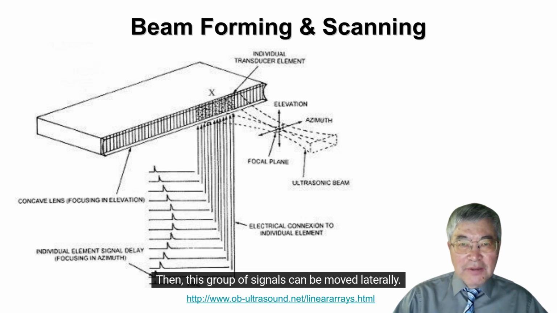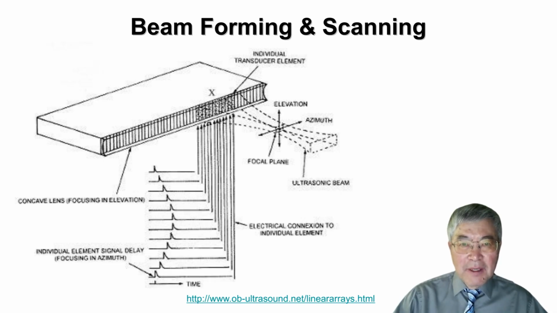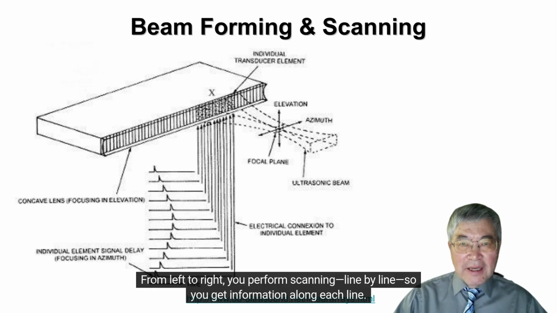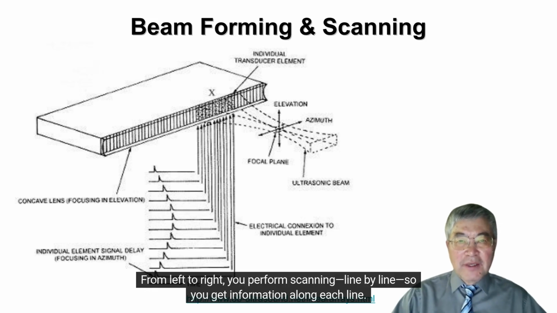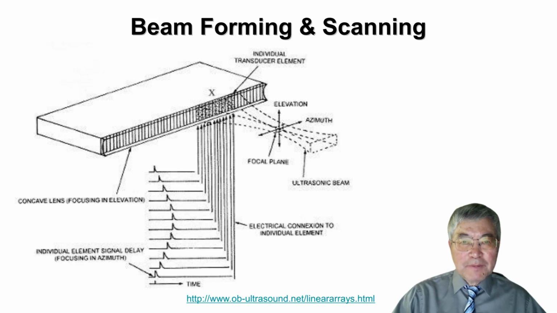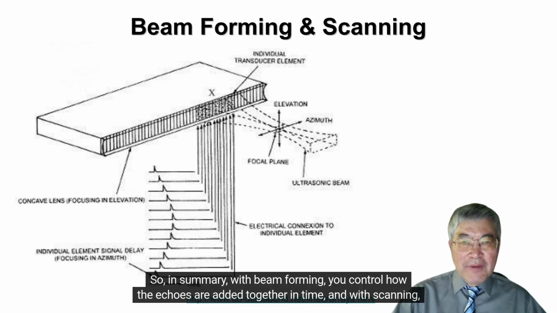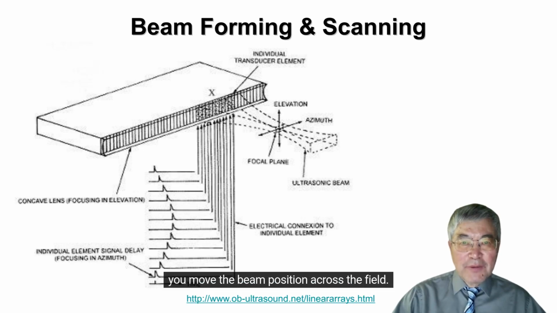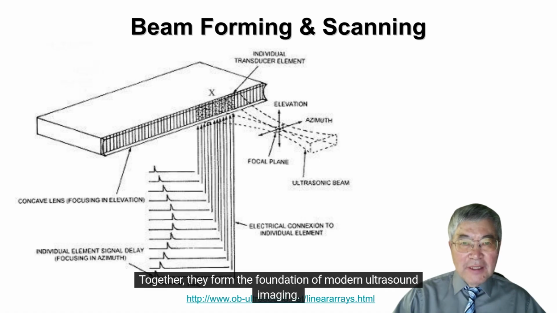Then, this group of signals can be moved laterally. From left to right, you perform scanning line by line, so you get information along each line. When you repeat this line-by-line process, you effectively build up a two-dimensional image. So, in summary, with beamforming, you control how the echoes are added together in time, and with scanning, you move the beam position across the field. Together, they form the foundation of modern ultrasound imaging.